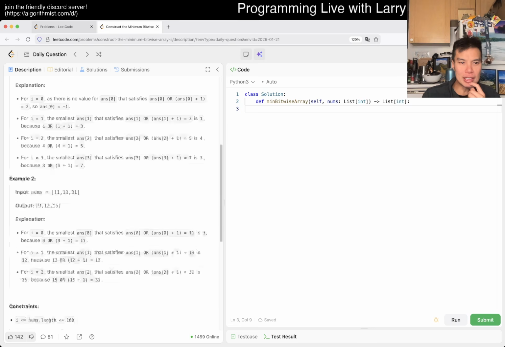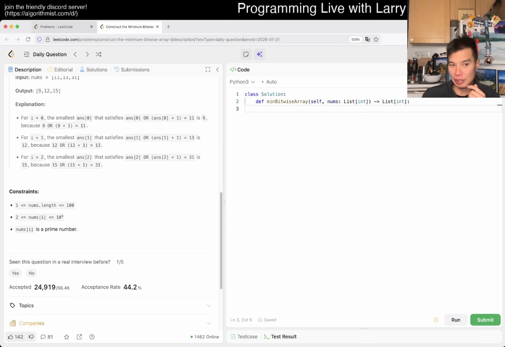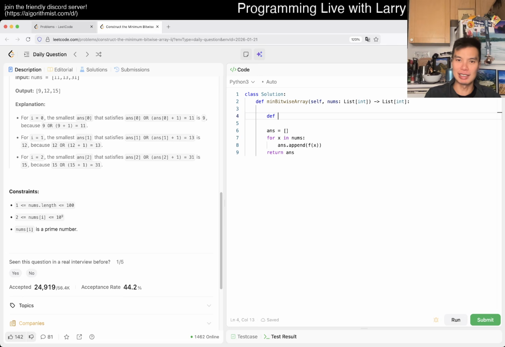Okay, so this is the same problem as yesterday, except now it's 10 to the 9, which is kind of okay. Because it's 10 to the 9, we cannot do a for loop like we did yesterday, right? But we probably still have to write the same thing we had yesterday, which is for x in nums, answer gets f of x, and then return answer. The tricky part, of course, is that now f of x is different.